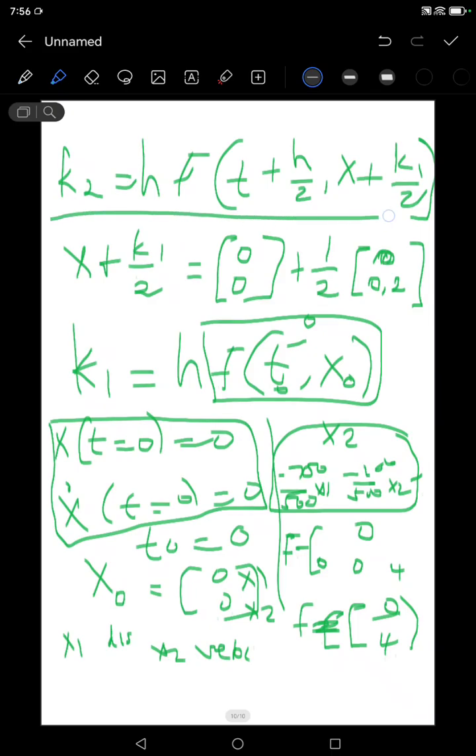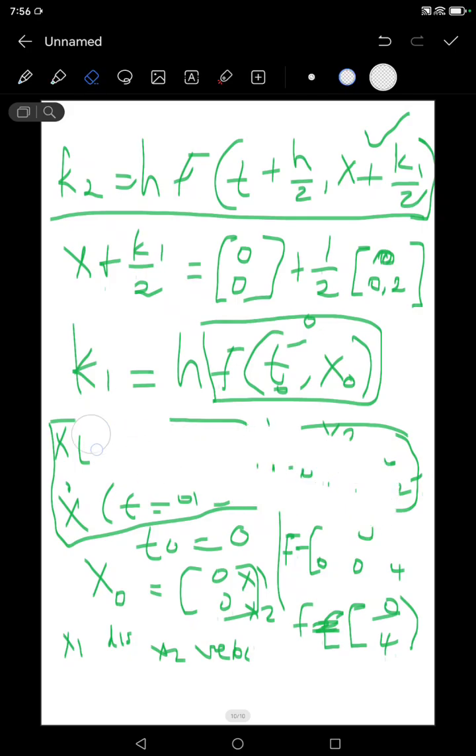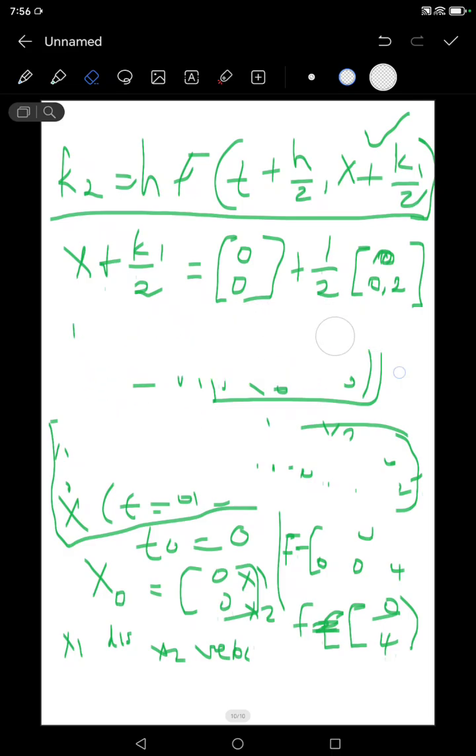This is the formula for k2, and I said we're going to start with this part, x plus k1 over 2. Remember, our x is 0 and 0 from the initial condition, and here I just took this half, and then inside I put the value of k1. Remember, we get k1 as 0 and 0.2. After that, we're going to multiply this 1 over 2 with 0, and then 1 over 2 with 0.2. Okay, after that, let me erase this one and then continue getting k2. Sorry.